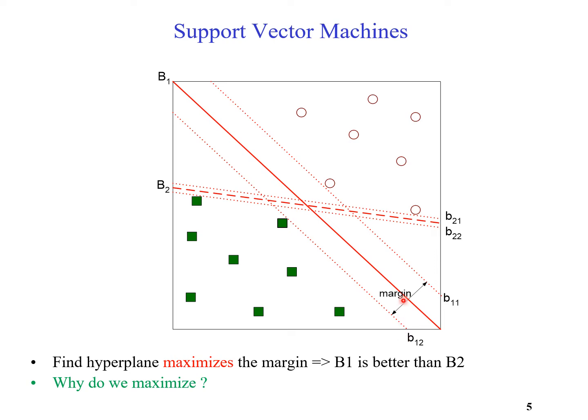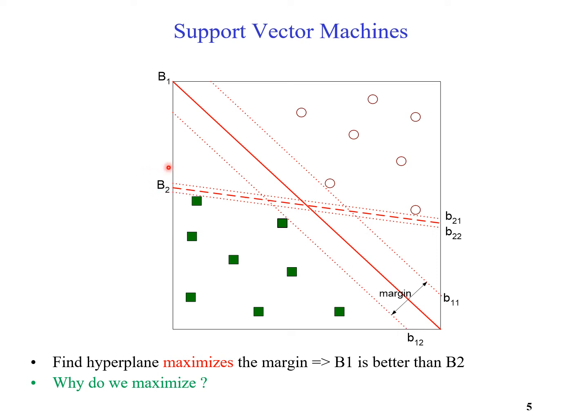The margin of this line, B1, is defined as the gap distance between these two parallel lines. So the margin of this line, B1, is the distance between these two parallel lines. That's the definition of margin. So the margin of line B1 is this distance between these two parallel lines.